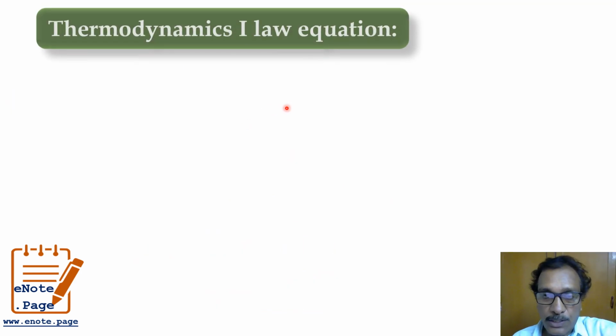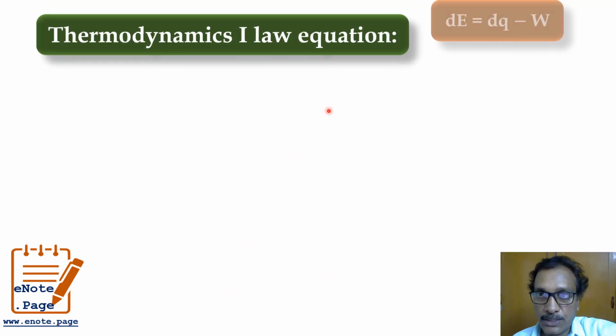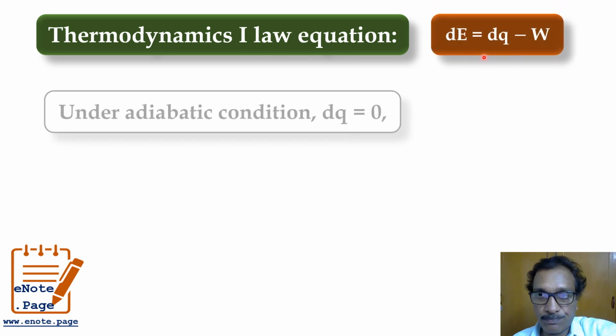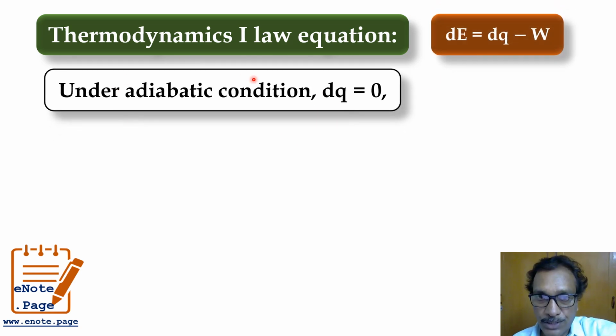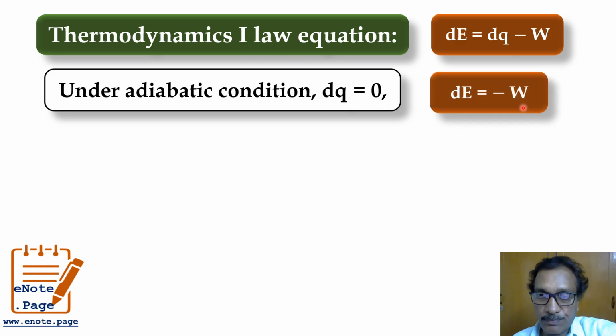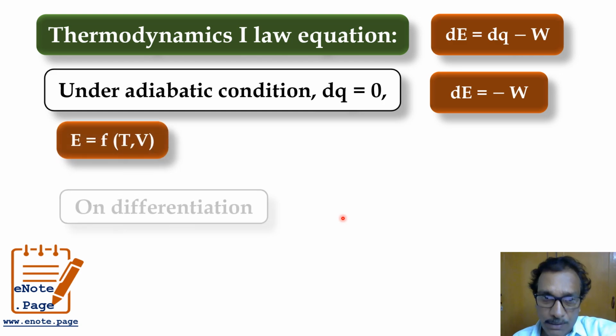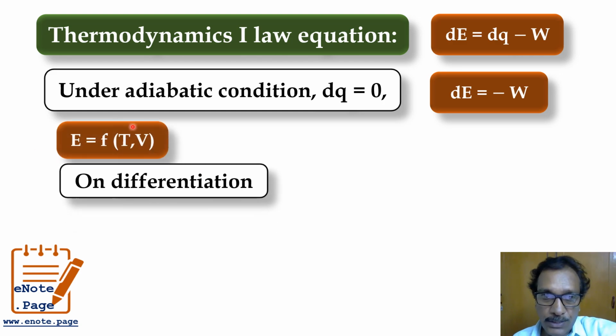Now we know the first law equation, the thermodynamic first law equation, dE is equal to dq minus W. Since the condition is adiabatic, the value of dq becomes 0. Therefore the equation becomes dE is equal to minus W. That means if you are working out dE, then just change the sign and that value becomes W. Now to derive this, we are going to take this relation, that internal energy is a function of temperature and volume.